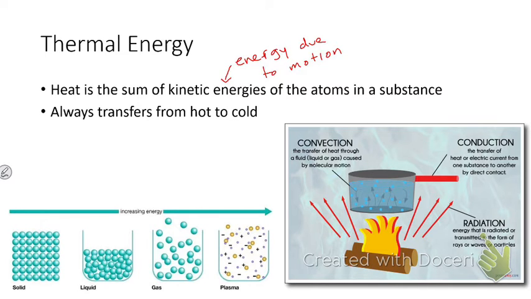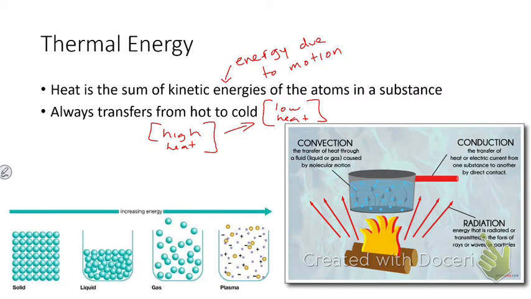And thermal energy always transfers from hot to cold. This is where we have a high heat concentration, and cold has low heat concentration. So it's always going to go from an area of high concentration to an area of low concentration. Okay. Yeah, we will talk about convection, conduction, and radiation in our last unit, in the Earth unit.